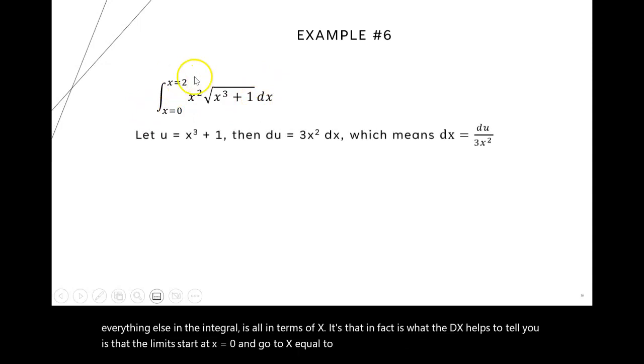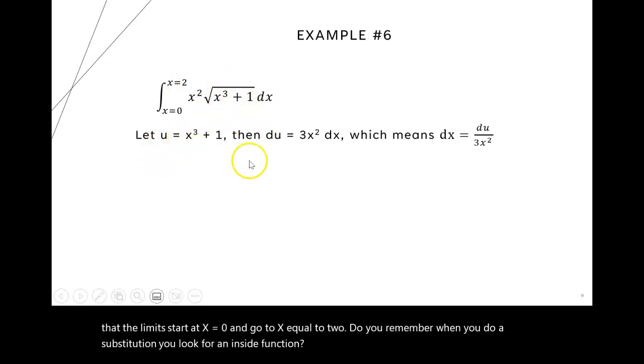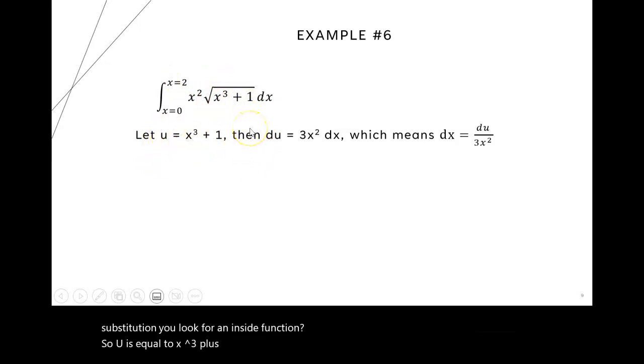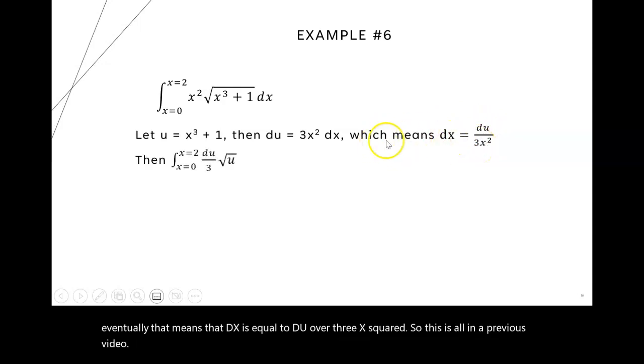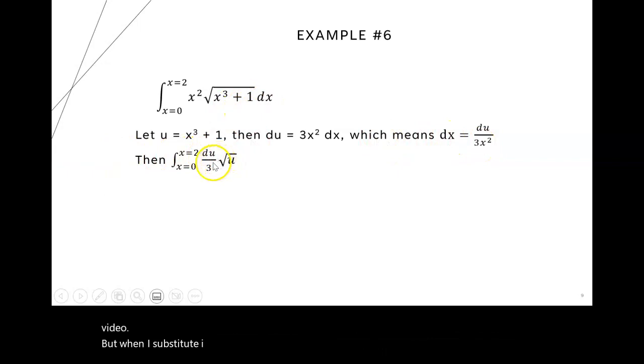If you remember, when you do a substitution, you look for an inside function. So u is equal to x cubed plus 1, and I'm not going to go over all the details here, but basically that means that dx is equal to du over 3x squared. This is all in a previous video. When I substitute and simplify, I get the integral from 0 to 2 of du over 3 times the square root of u.